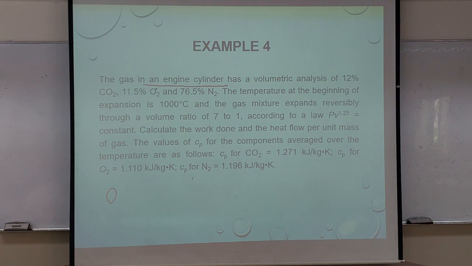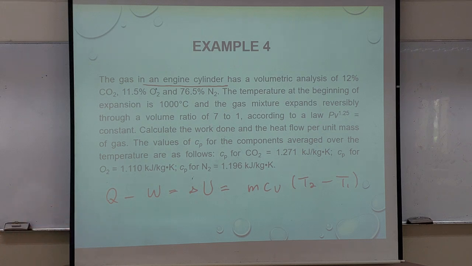So the closed system general equation is this one: Q minus W equals delta U. We also know that delta U means m Cv delta T, so T2 minus T1. Here we have a reversible process, so we can assume this is an isentropic compression or expansion.